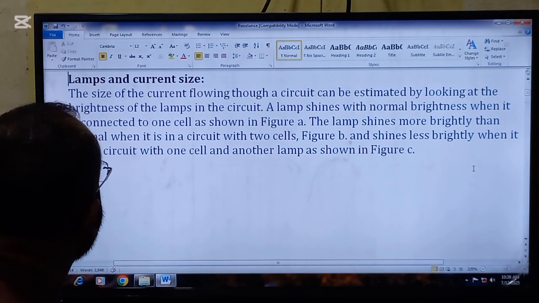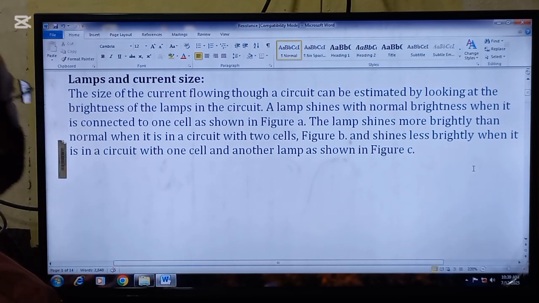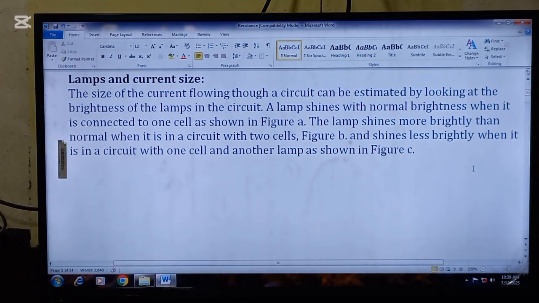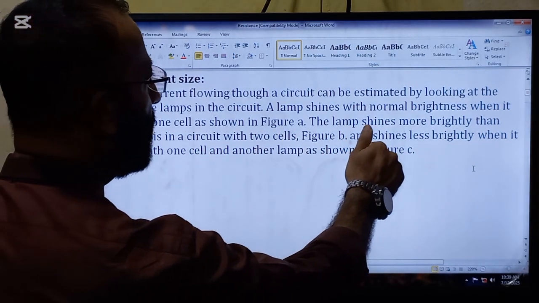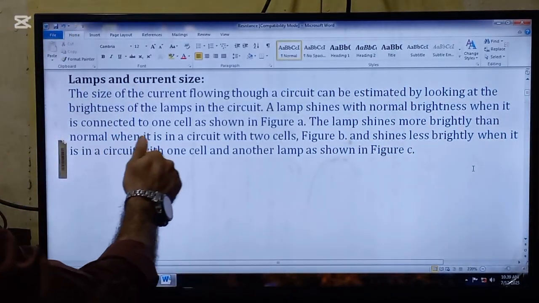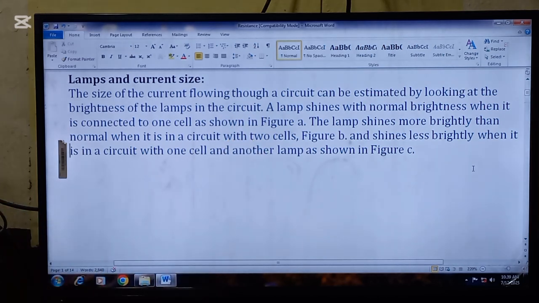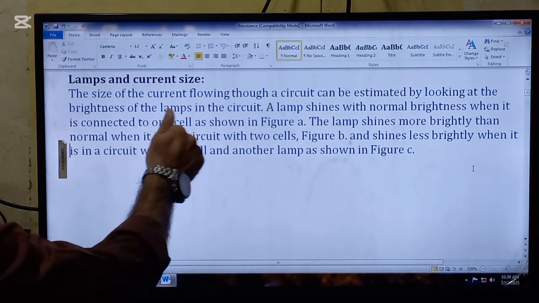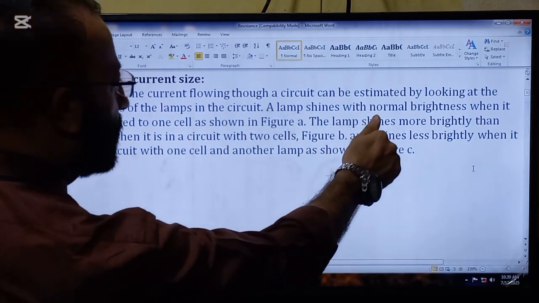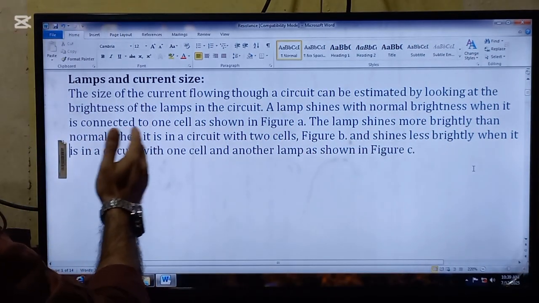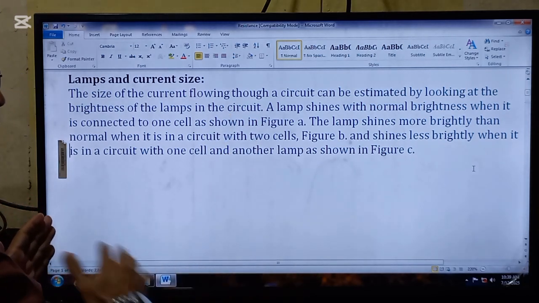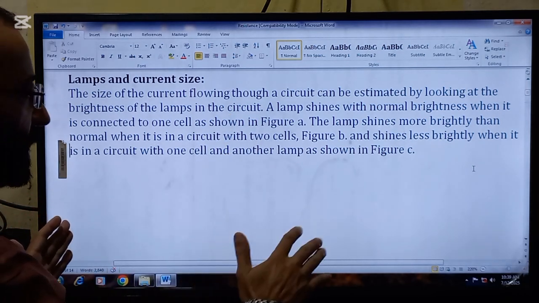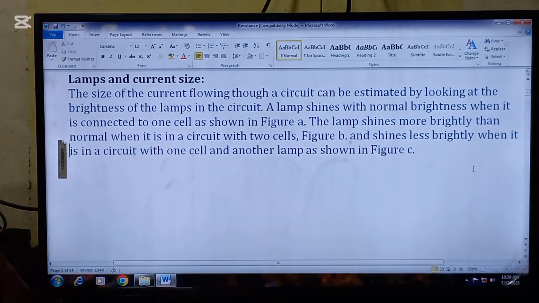The next thing that we are going to read is the lamps and the current size. The size of the current flowing through a circuit can be estimated by looking at the brightness of the lamps in this circuit. So this is a very important point to remember. So more the current flows, more will be the brightness. Less the current flows, less will be the brightness.